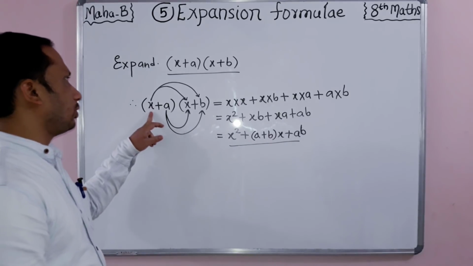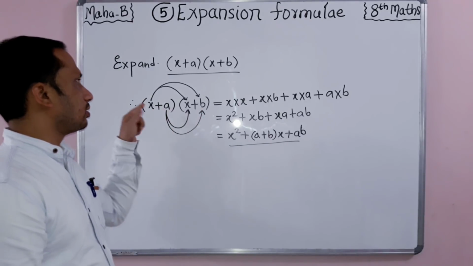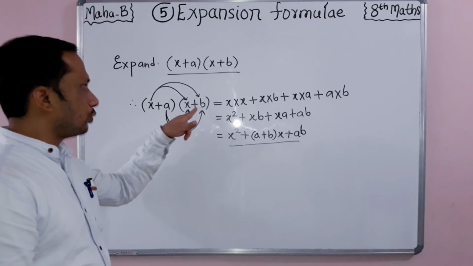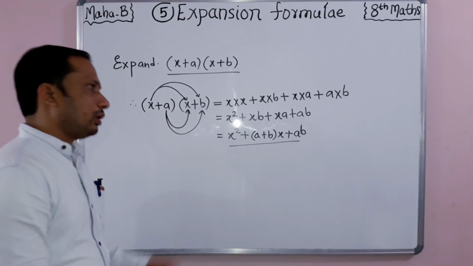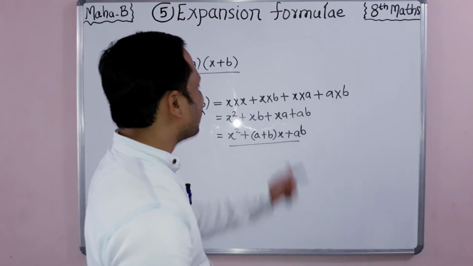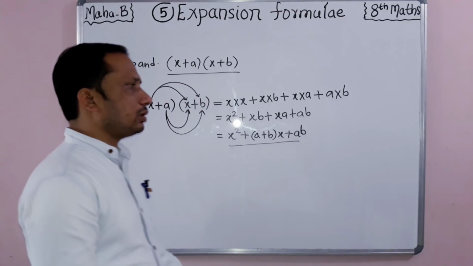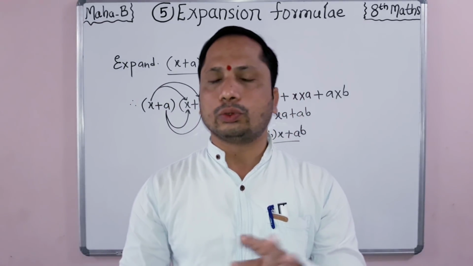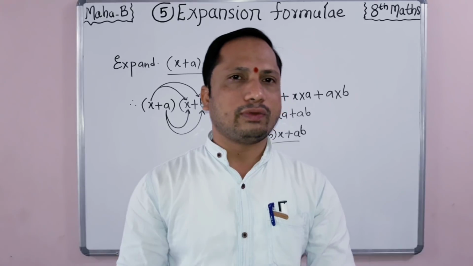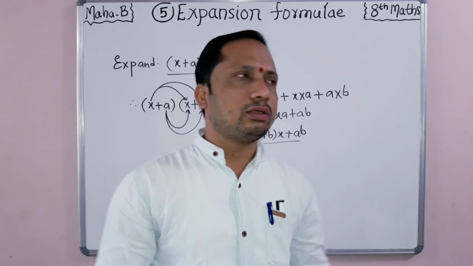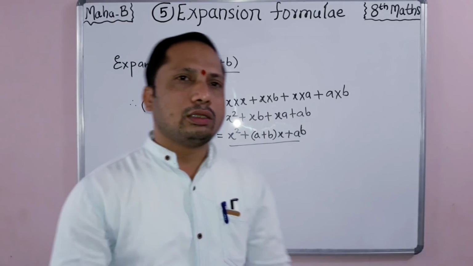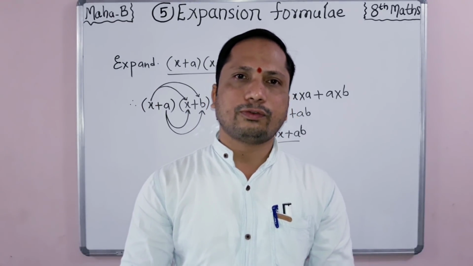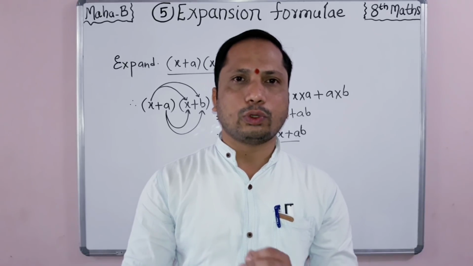First remember that you have to multiply the first number of the first bracket by both terms of the second bracket, and secondly multiply the second number by both terms, and then add all these. Whatever the product is, that will be the expansion of the given two factors. Now we are going to solve the first practice set of this lesson, practice set 5.1.